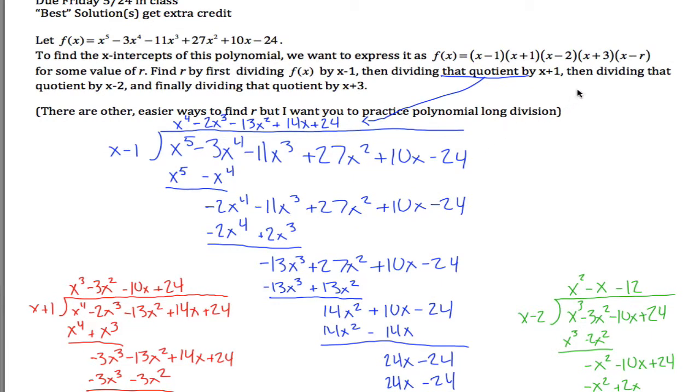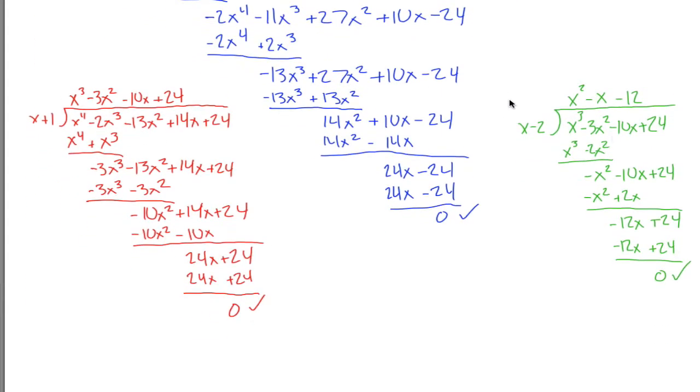It now says divide that, and finally divide that quotient by x plus 3. So take your answer here, maybe we'll go back to blue, and say x plus 3 divided by x squared minus x minus 12. To get rid of this x squared, I need an x here. X times x is x squared. X times 3 is 3x.